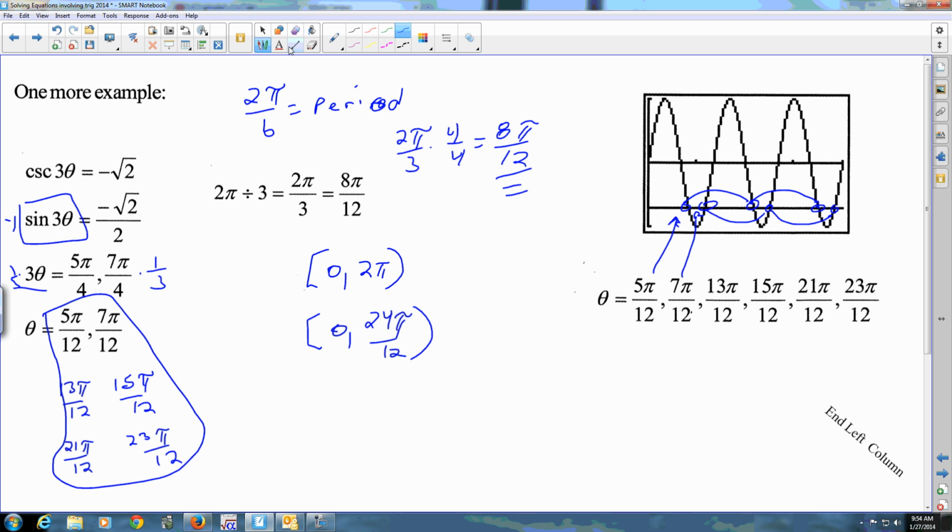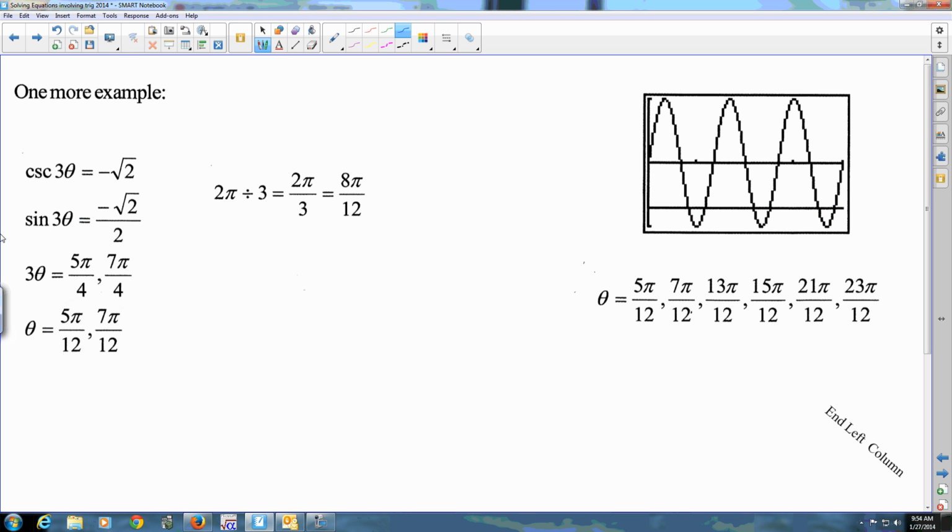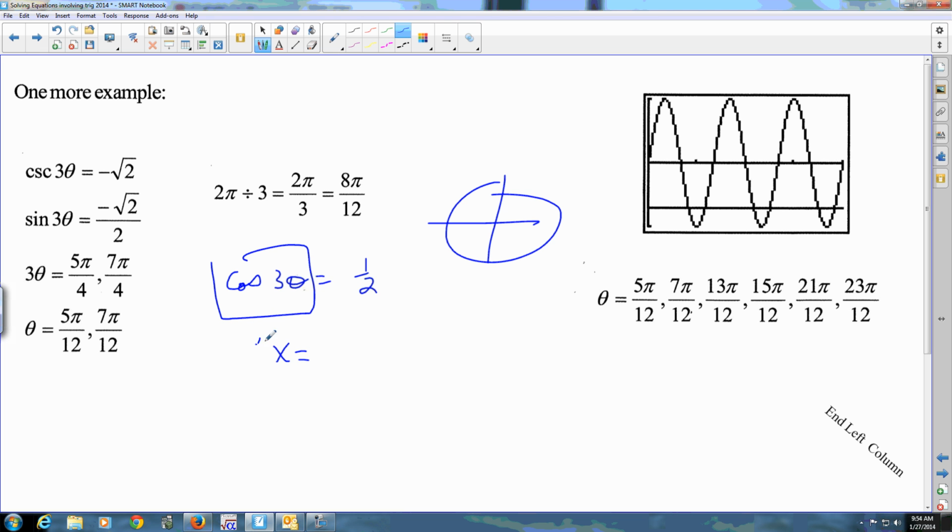Now, before I quit, this will also work if I change this to cosine. Cosine of 3 theta is, say, a half. Well, you just ask, where is your x value a half? X is a half here and here. So you'd have pi over 6 and 11 pi over 6. Oh my gosh, that was difficult. But 3 theta is going to be 11 pi over 6. And I don't know why I started there.